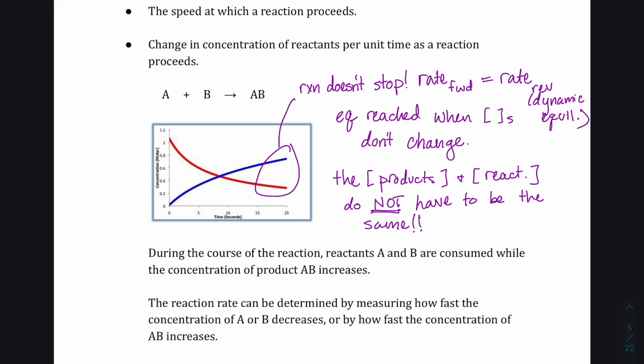Reaction rates we've talked about. This is the speed that the reaction goes in. Something important to know is that the reaction never stops. It just reaches what is called a dynamic equilibrium, which means that the forward rate and the reverse rate are the same. So the rate of the forward reaction and the rate of the reverse reaction are equal.